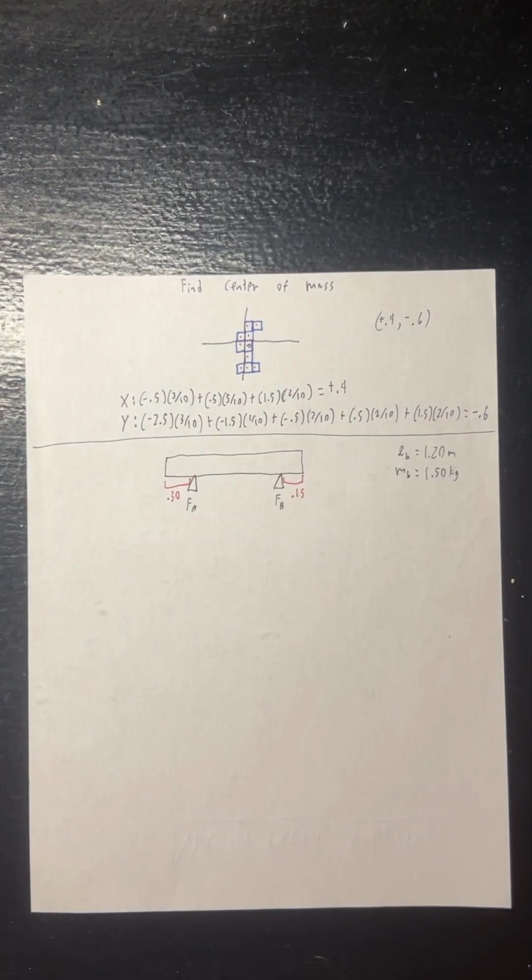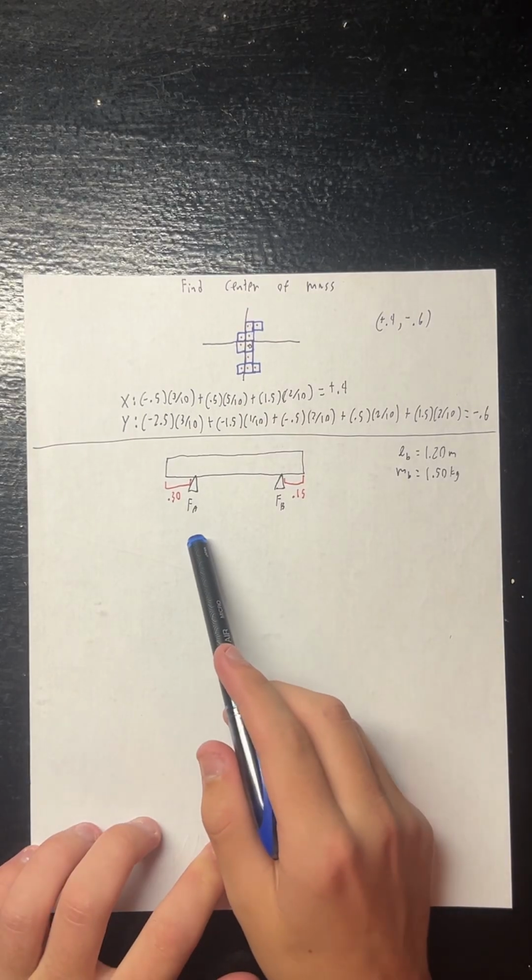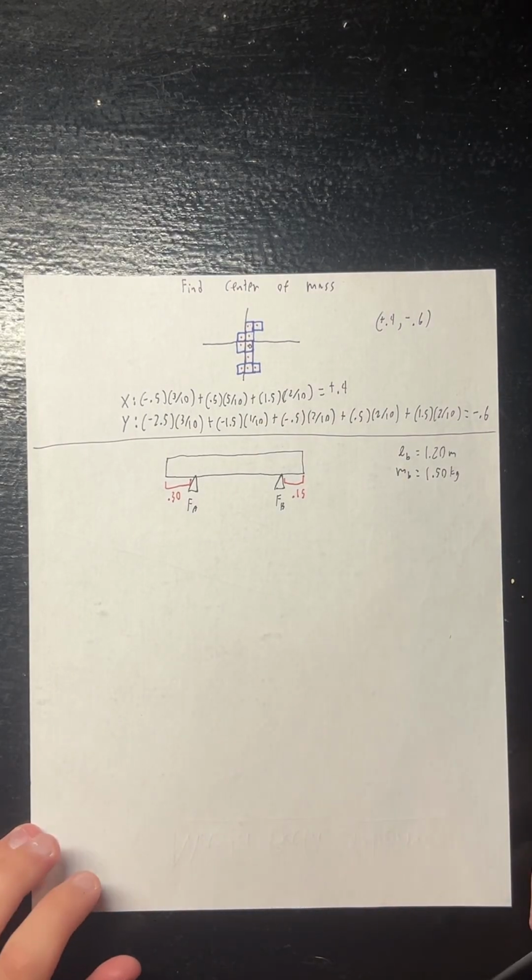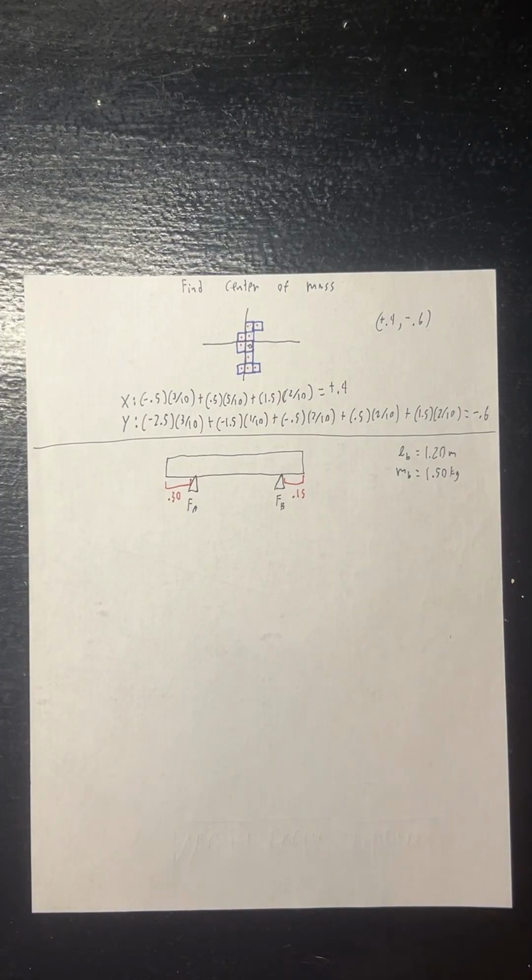Okay, our next one is a bar with 2 pivots, and it is asking what is the force of A and the force of B. So what do we have to know? Well, we know the R F sine theta, but the theta is 90 here, so it's just R F. Those are our torques.